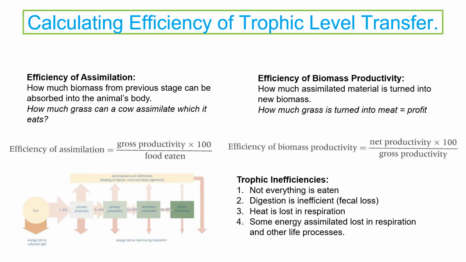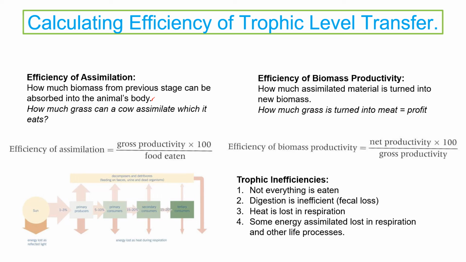You need to be able to calculate the efficiency of trophic level transfer. So again, these are the equations that you're expected to be able to do. So you've got the efficiency of assimilation, and what this means is how much biomass from the previous stage can actually be absorbed into the body. So what that means is how much can actually be taken in from the food eaten and actually get into the bloodstream, so digested and not just passes through.